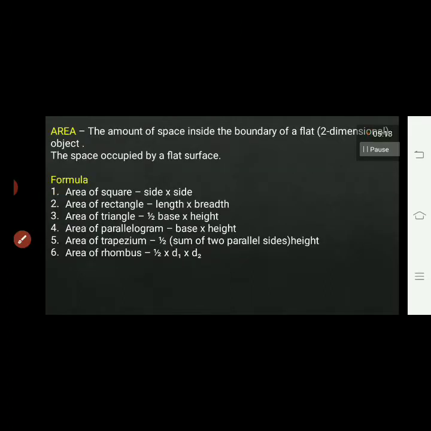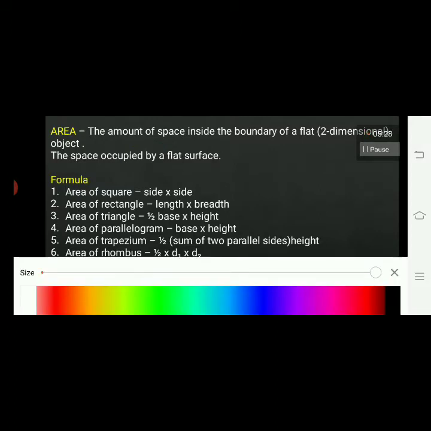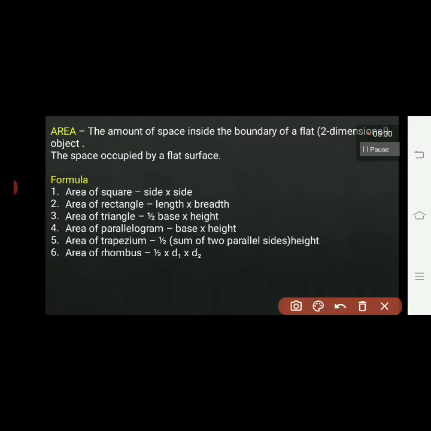Now the second part, area. The amount of space inside the boundary of a flat dimension object, or simply we can say the space occupied by a surface. Meaning to say is that this is a diagram I am drawing. The inner part of the boundary, the whole part inside the boundary that gets occupied, that part is called the area of the figure. This full shaded part, you can say that yes, it is the area of the figure. The area, the space occupied inside the boundary of the figure.